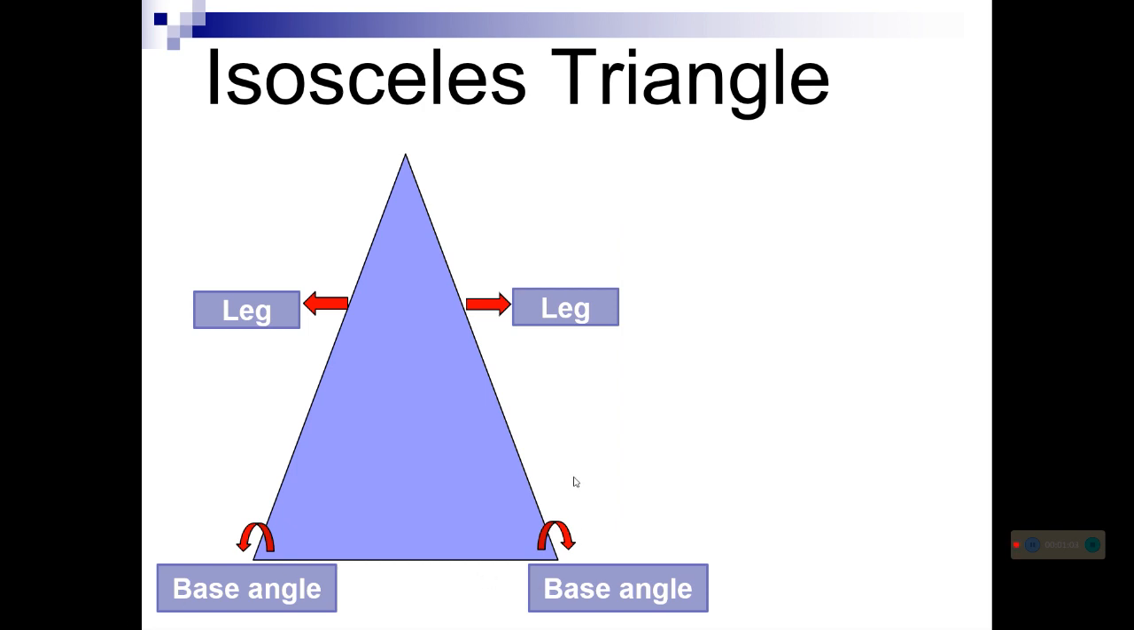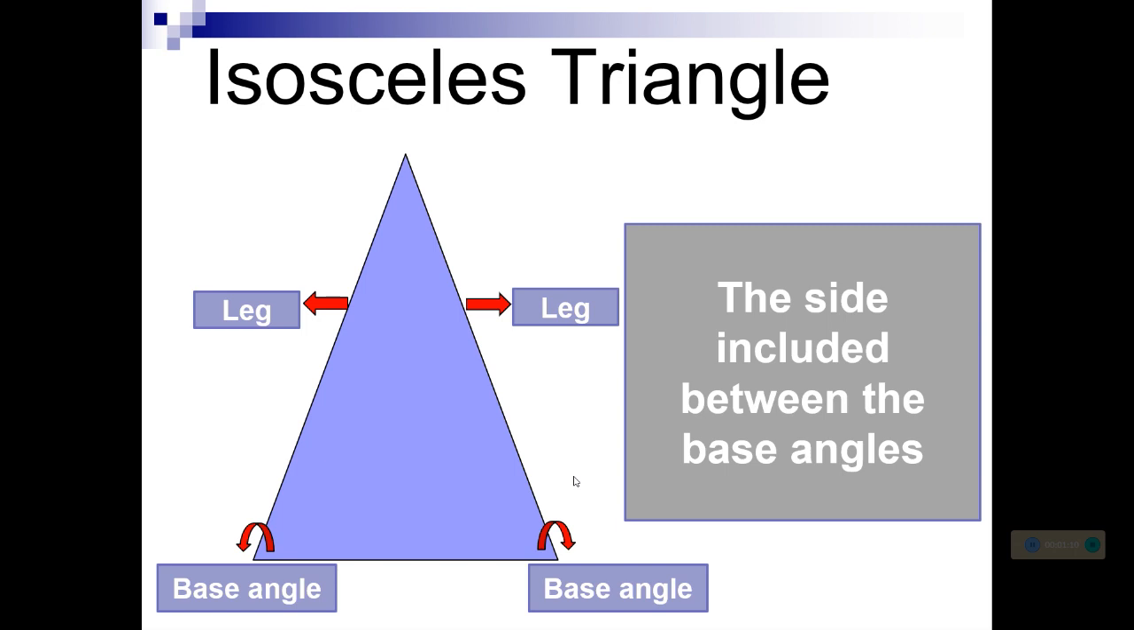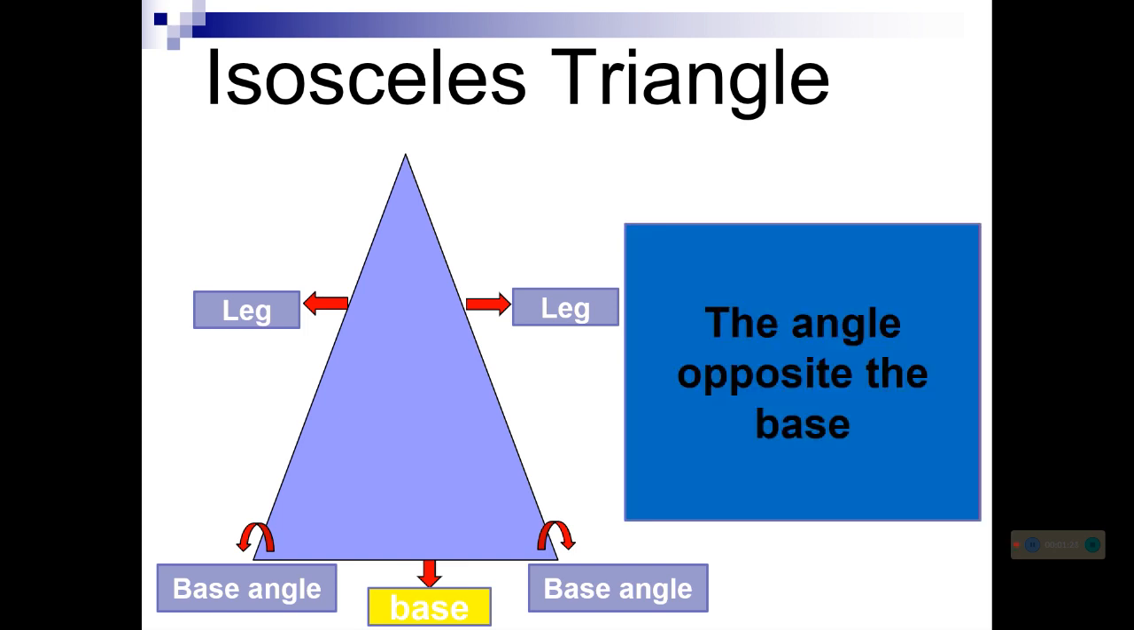Next, let us have the next description: the side included between the base angles. What do you call that? Yes, that is the base. Correct. Next, the angle opposite the base. What do you call that? We have the vertex angle. So we now have the complete parts of the isosceles triangle.